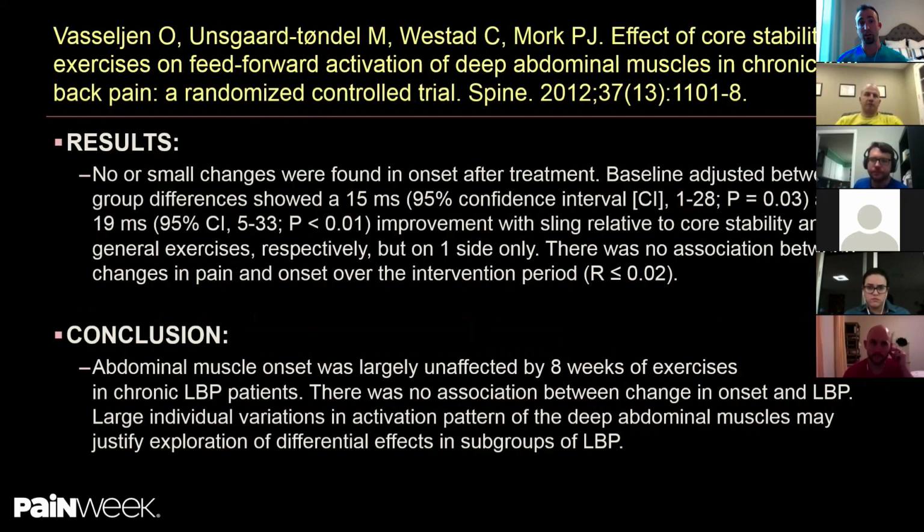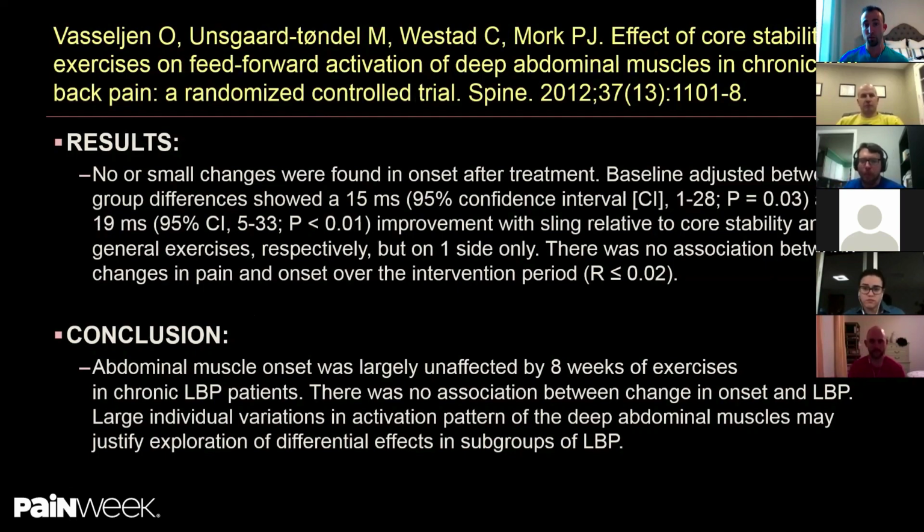He looked at the effect of core stability exercises on feed-forward activation of the deep transverse abdominis muscles. So this is taking it a step further and not just looking at those people with and without back pain and how their muscles function, but taking those people, looking at how their muscles function, and then adding core stability exercises on top of that to see if we can affect the outcomes.